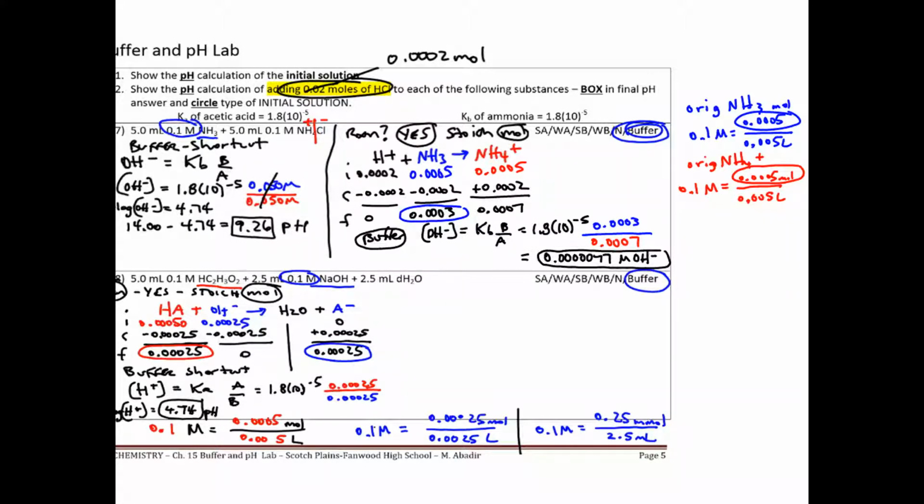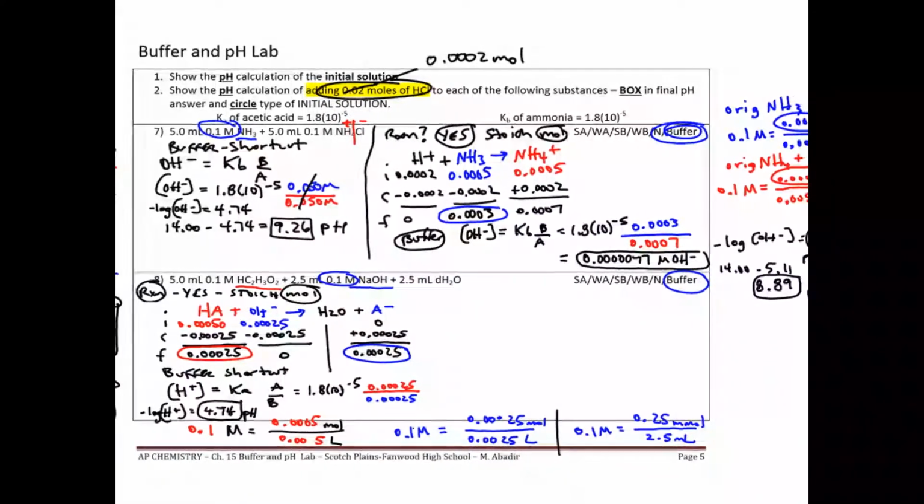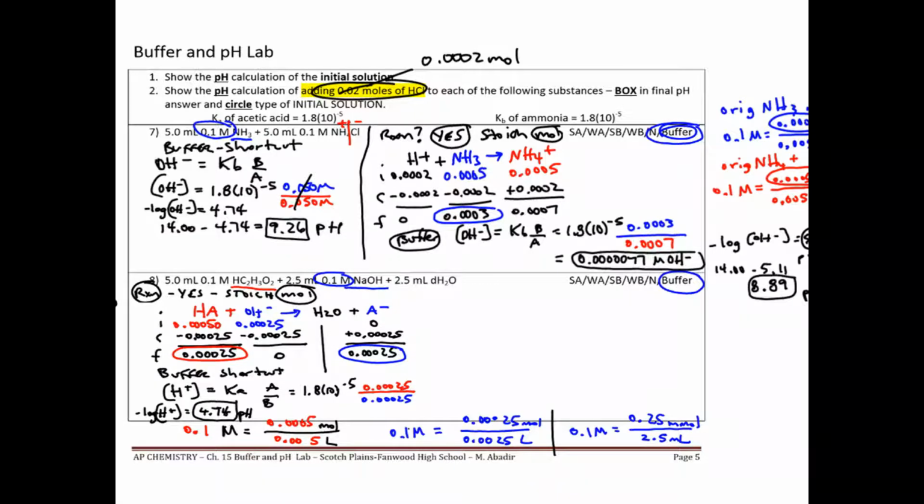Now you're going to take the negative log of that. Negative log of OH minus is going to be 5.11. Now that is the pOH. So you're going to take 14 minus 5.11, and you're going to get 8.89. And that's your final pH. Now that's interesting because it changed pH a little more significantly, as you can see. 8.89, this started at 9.26.